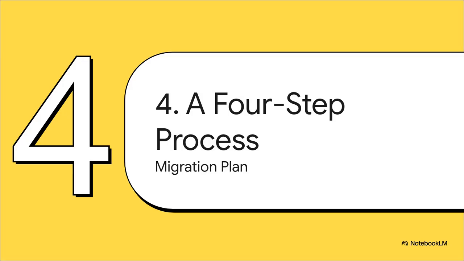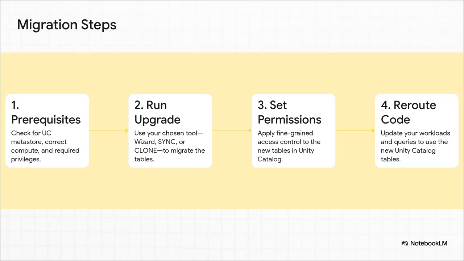So we have our strategy, we have our tool. Let's bring it all together. We can actually boil this whole migration down into a pretty straightforward 4-step process. Here's the plan in a nutshell. Step 1, get your house in order. Make sure your UC Metastore is set up. You have the right kind of compute cluster and all the permissions you need.